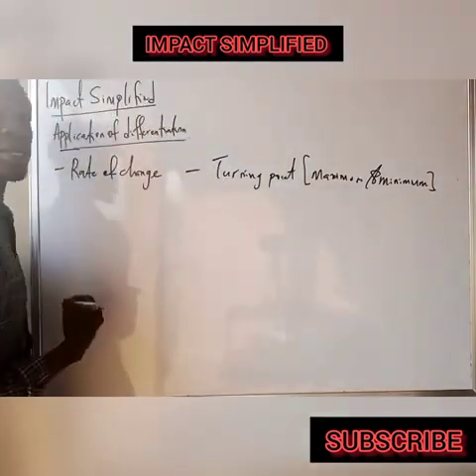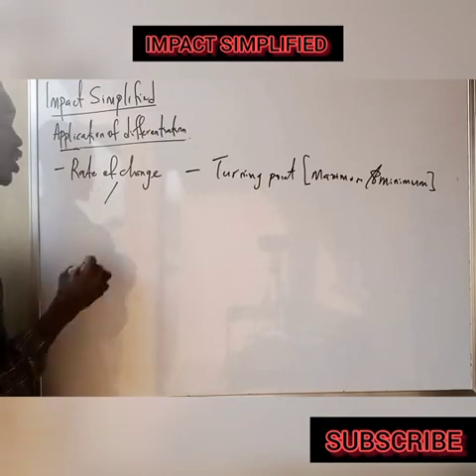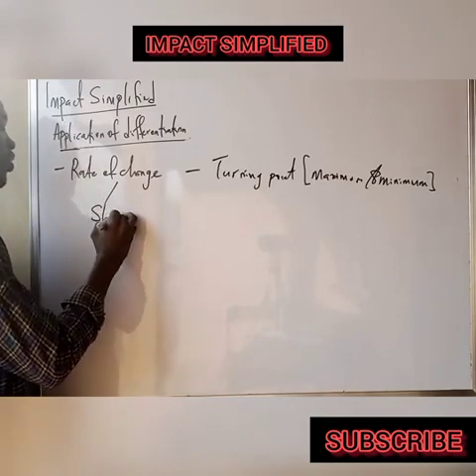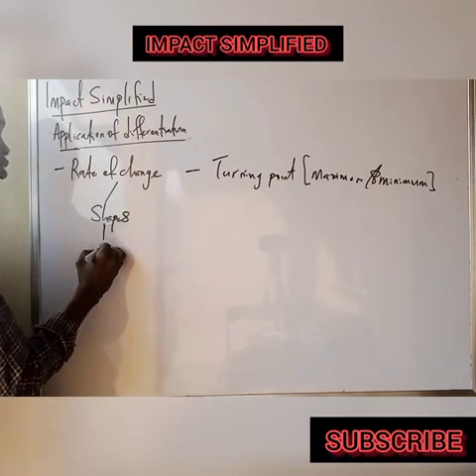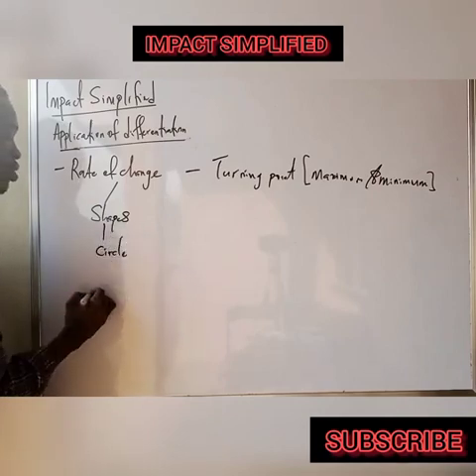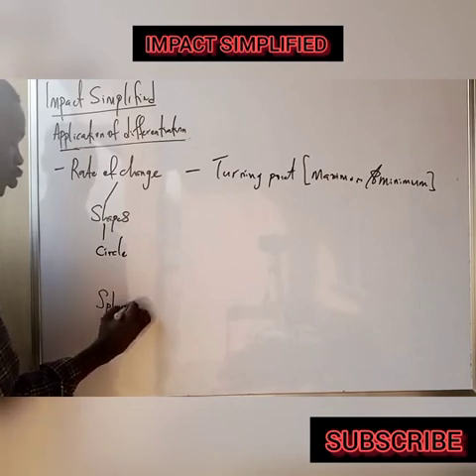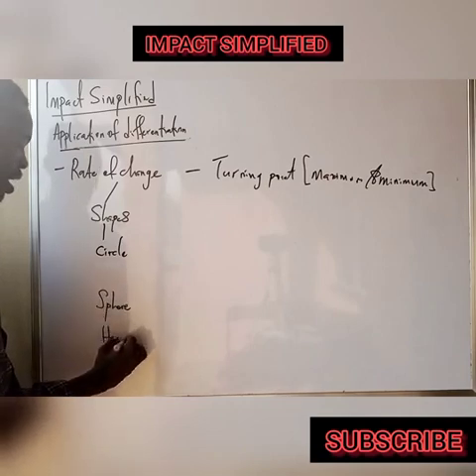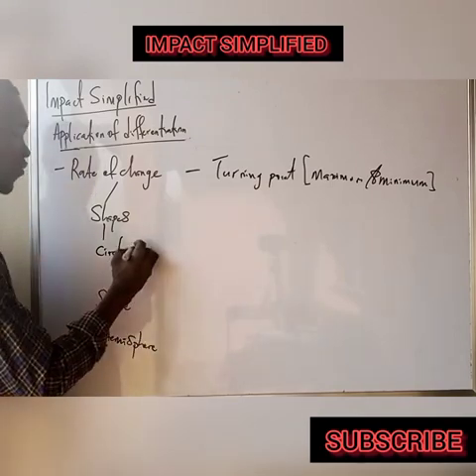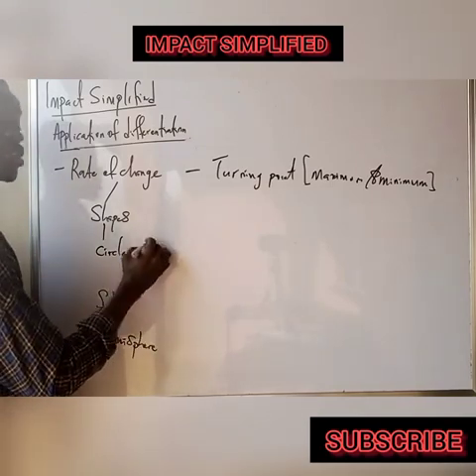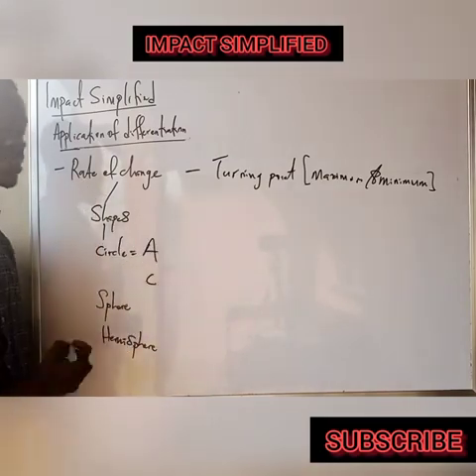So now let's break it down. When we are talking of rate of change, what is the meaning of rate of change? Rate of change simply means the differential of shapes. And when we are talking of shapes, we'll be differentiating a circle, a sphere, and a hemisphere. A circle can be differentiated in two ways, with its area and with its circumference.